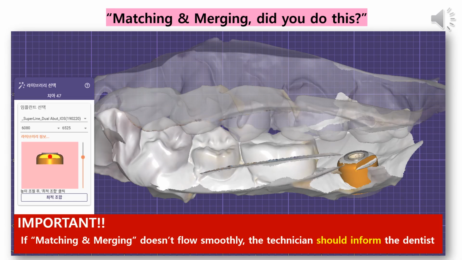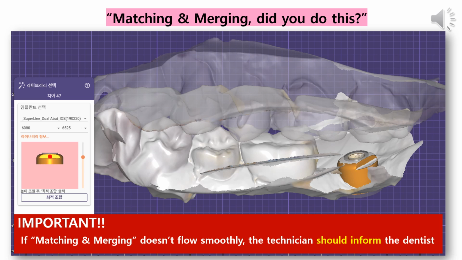Then, how much vertical error can occur during the matching and merging process? This will vary significantly depending on the quality of the scan data. Let's look at a situation when trying to match, but it's not matching well. What would happen if the dental technician made unilateral decisions and worked arbitrarily during this process?